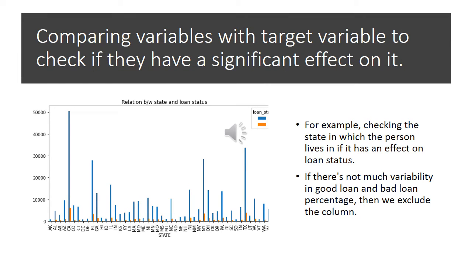Next, comparing variables with the target variable to check if they have a significant effect on it. For example, checking if the state in which the person lives has an effect on loan status. If there's not much variability in good loan and bad loan percentage, then we exclude the column.